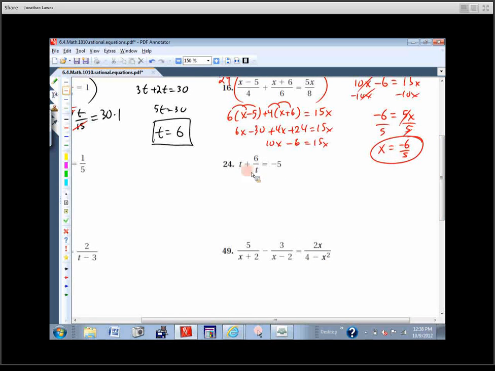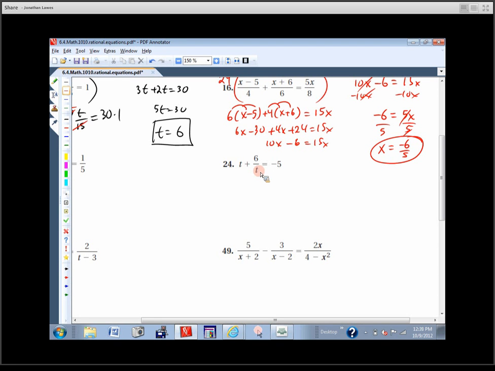So I've got t plus 6 over t equals negative 5. This is a rational equation because it has a rational expression in there. It's got a fraction in there. Okay, we want to multiply by something that will cancel off. Well, let's see, the only denominator I need to cancel off is a t. So what will cancel off a t? A t. So we're going to multiply by t.